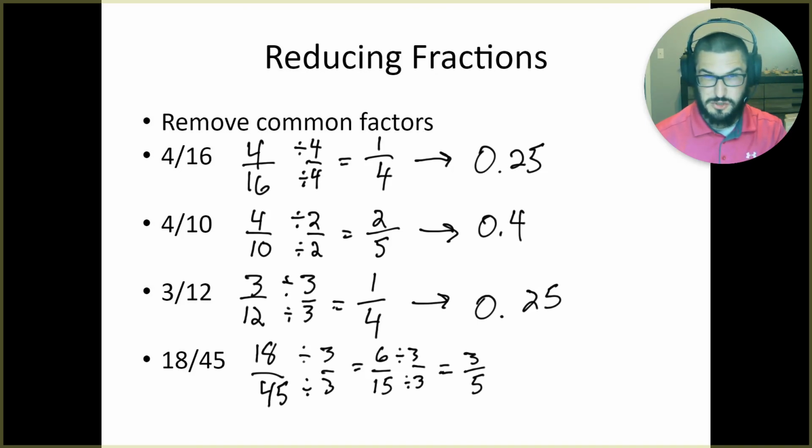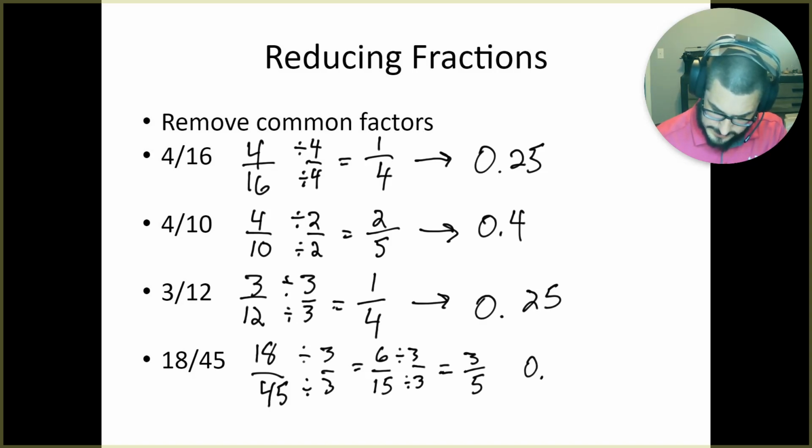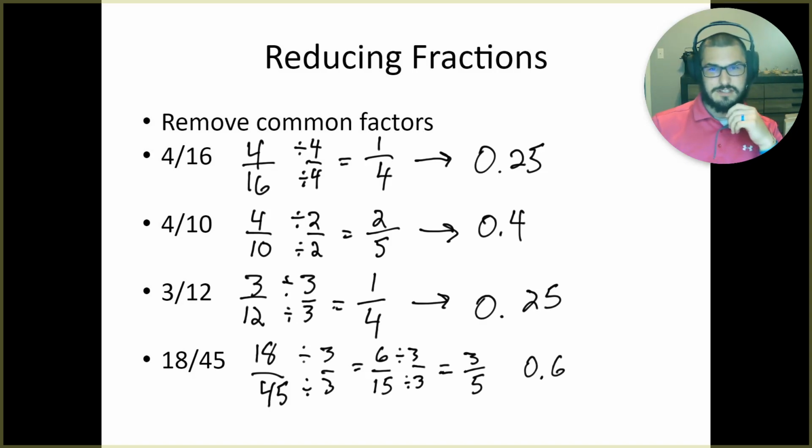So then that is when I can trigger, like, okay, I know this one. 1/5 is 0.2. So then 0.6 would be 3/5. Right?